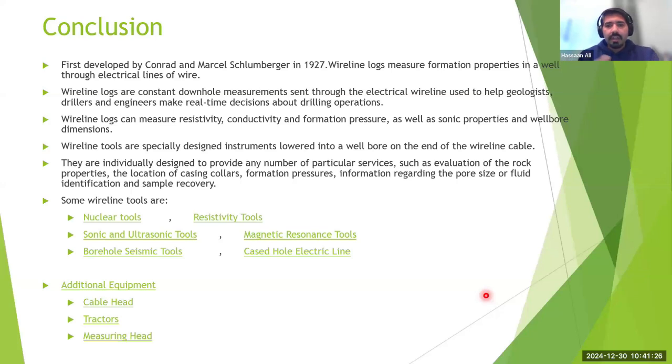the wireline flourished. The wireline logs are used to measure the formation properties in the well through the electrical lines. The wireline logs are constant downhole measurements that are sent through a wireline to help the geologists, drillers, and engineers to make real-time decisions about the drilling operations.